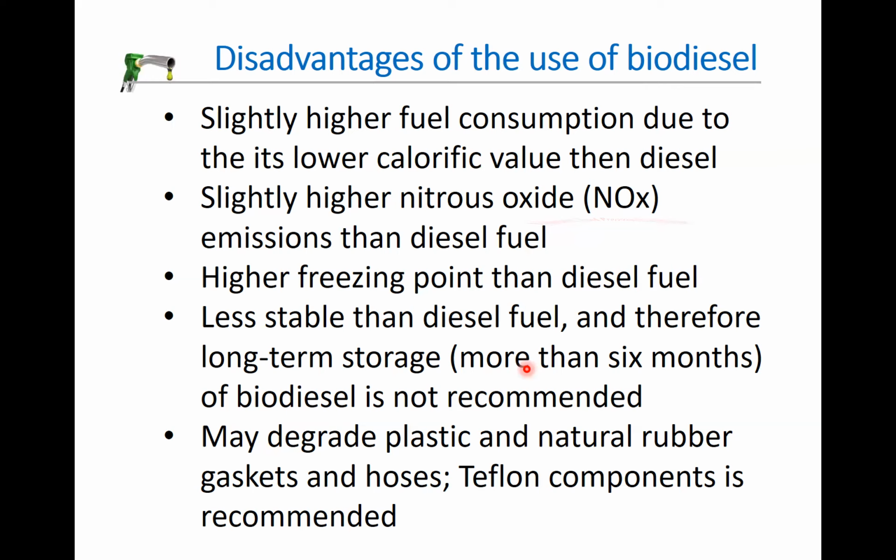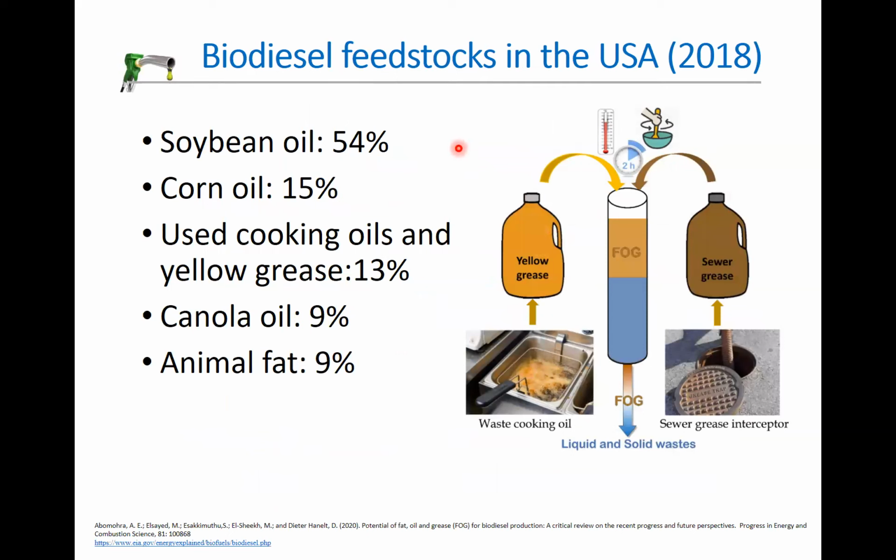What kinds of biodiesel feedstocks can be used? For example, in the US, you can find soybean oil, corn oil, used cooking oils, canola oil, and animal fats. Of course, there are some others. Again, you need some kind of fat or lipids to produce biodiesel. There are also some kinds of algae, which maybe we will talk about in another video or some time later. In the US, the majority comes from soybean, about 54%, and corn oil, 15%. Then used cooking oil and yellow grease. This is the picture here of cooking oil and yellow grease.